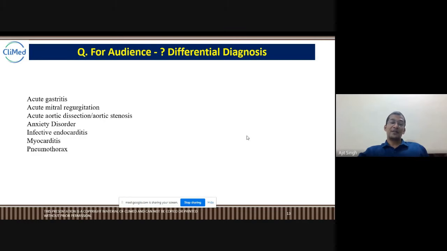And if it is infective endocarditis or myocarditis, it will be coming in echocardiogram for sure. And if it is pneumothorax, then in that case also it will be coming in echocardiogram. And pneumothorax also can be checked through CT scan or MRI, and X-ray also. For pneumothorax, the first diagnostic criterion is chest X-ray.